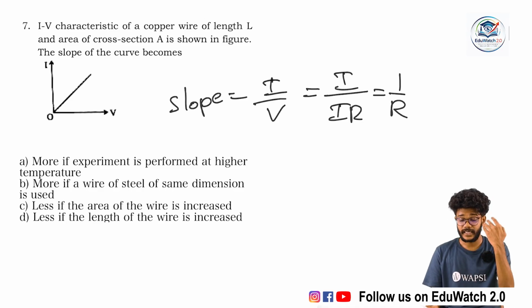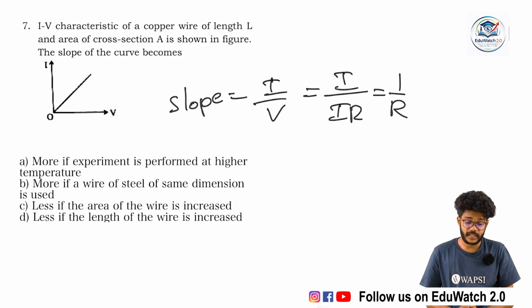When resistance increases, the slope decreases. The first option says more if the experiment is performed at high temperature, and it is a copper wire, a perfect conductor, not a semiconductor. So when temperature increases, the resistance will increase. When the resistance increases, the slope decreases, and option A is wrong.